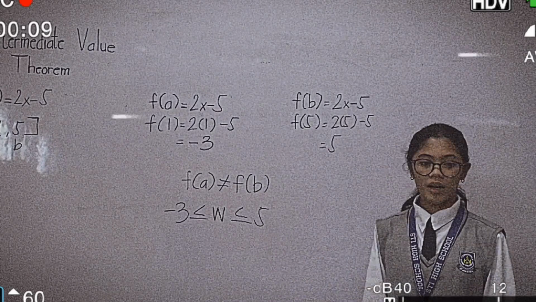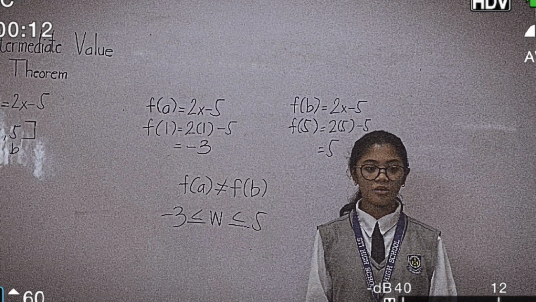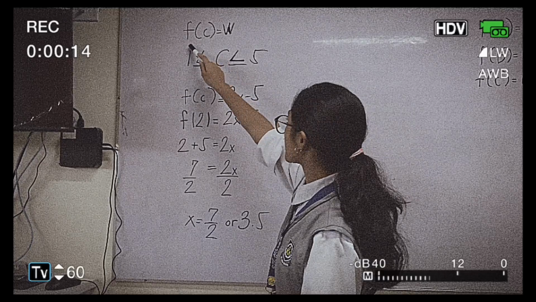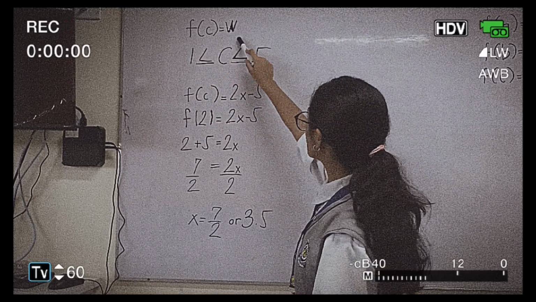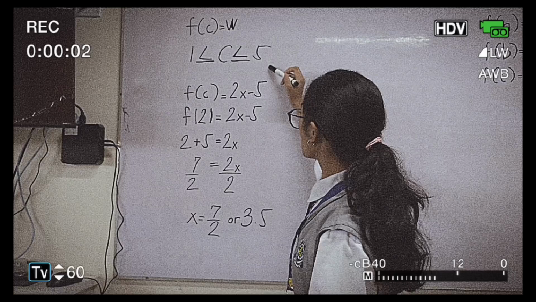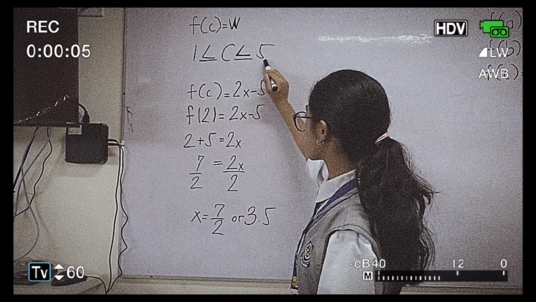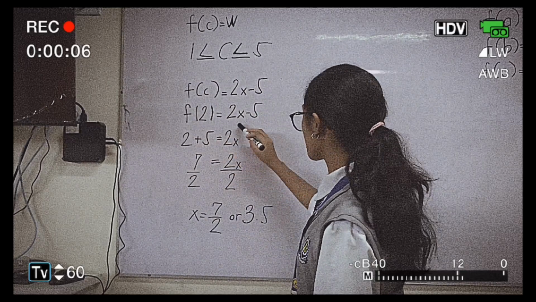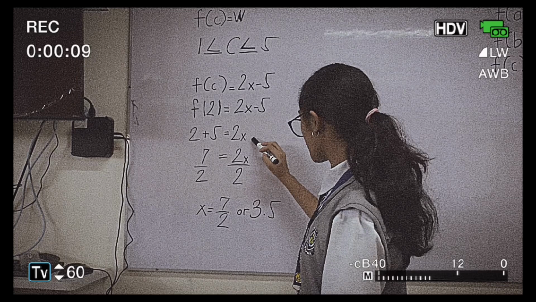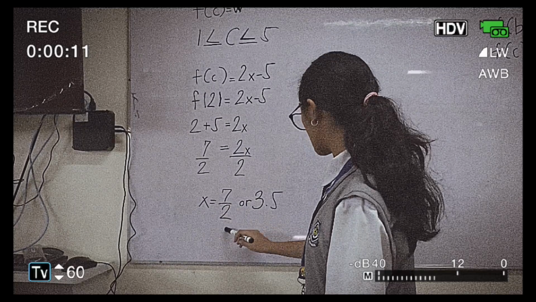So let us pick a value between negative 3 and 5. Let's say we will use 2. So now we will get the value of c since we know that f of c is equal to w. Substitute to f of c. Before doing that, we must know the value of c must be between 1 and 5. f of c equals 2 equals 2x minus 5. Transpose 5: 2 plus 5 equals 2x, divided by 2, and we are left with x equals 7 over 2 or 3.5.